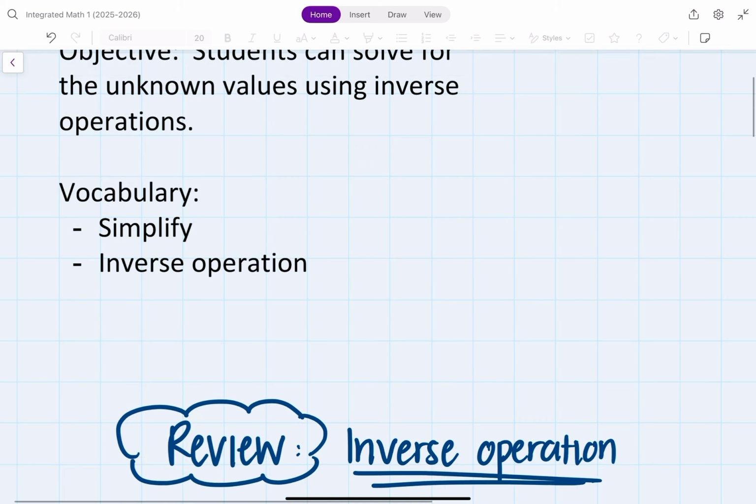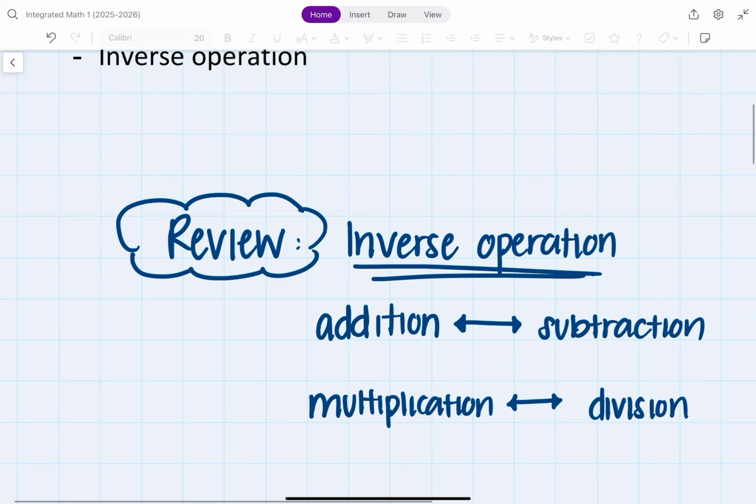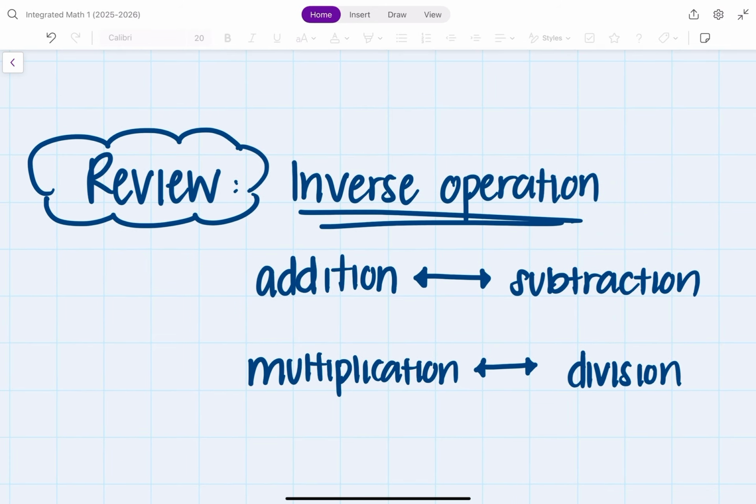A few things to start off. Whenever we're talking about inverse operations, if we're working with addition, I know that the inverse of addition is subtraction, and vice versa. If I'm subtracting, the inverse is addition. Same thing when it comes to multiplication and division. The inverse of multiplication is division, and the inverse of division is multiplication, right?